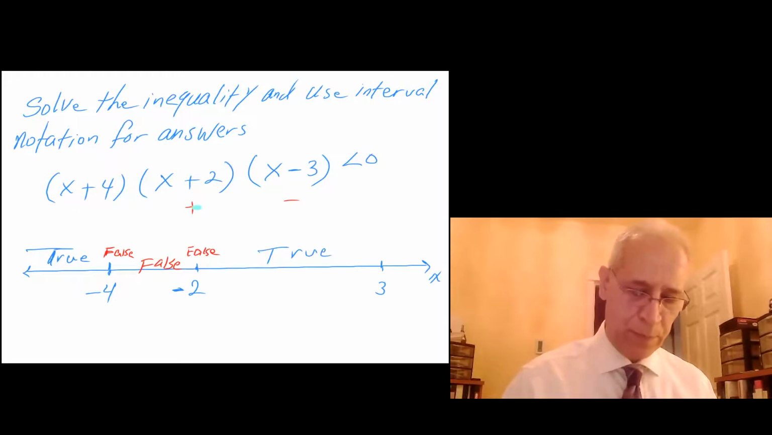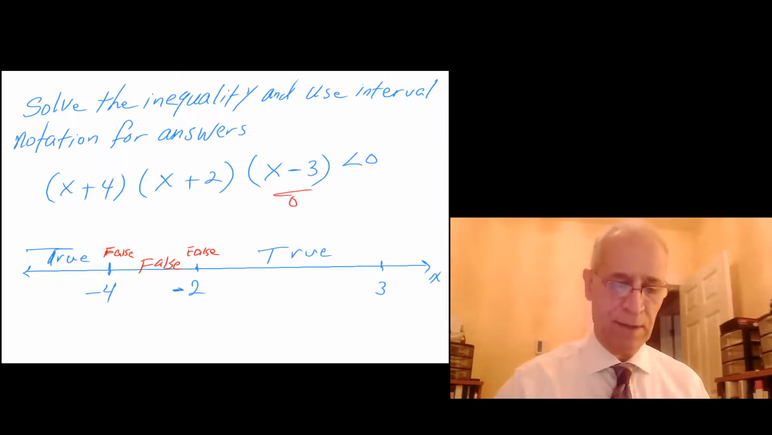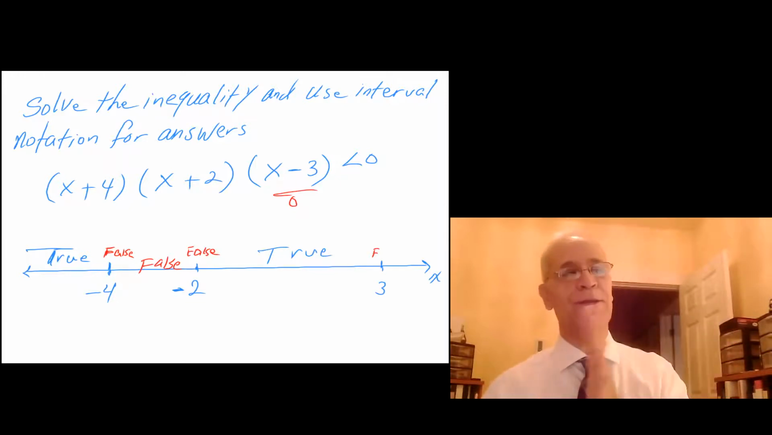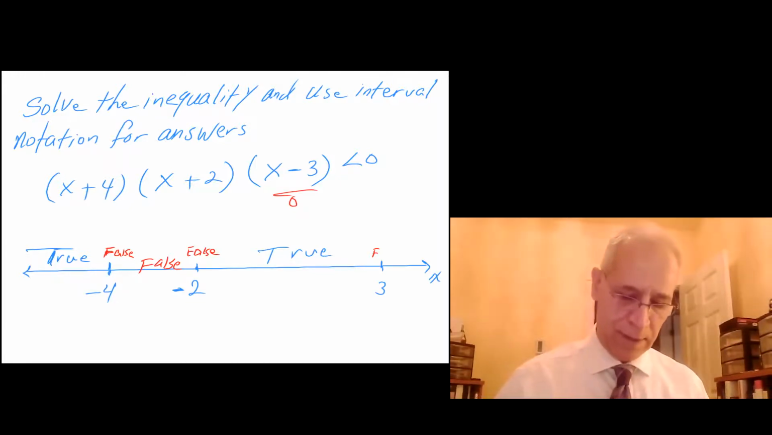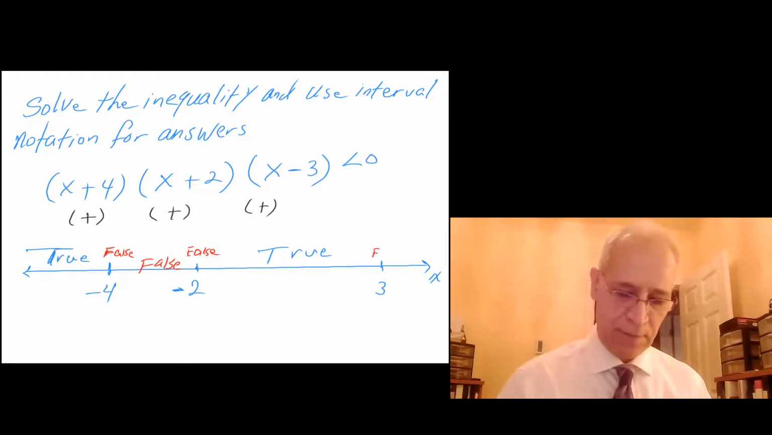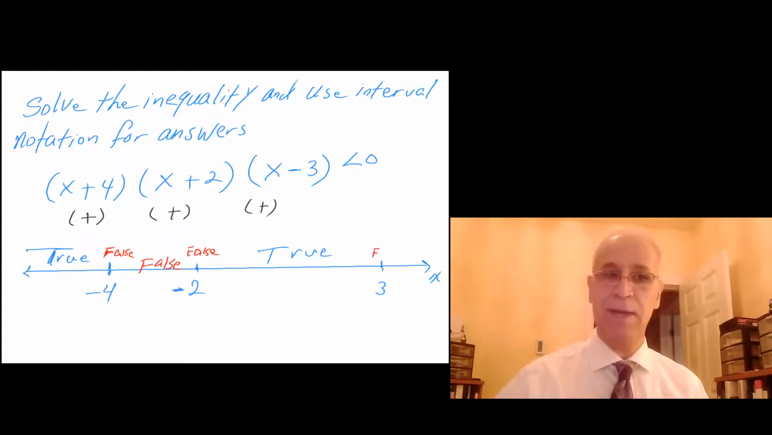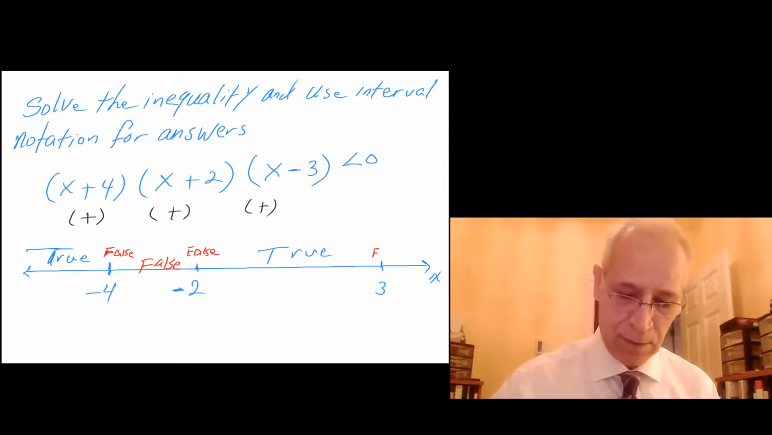And how about positive 3 itself? 3 minus 3 in here will give me a 0. 0 times anything is 0, so that gives me a false statement. And how about to the right of 3? Say 4. If I plug in a 4, in the first parenthesis I get positive, here I get positive, and here I get positive. Positive times positive times positive is positive, and a positive value cannot be smaller than 0. So false again.